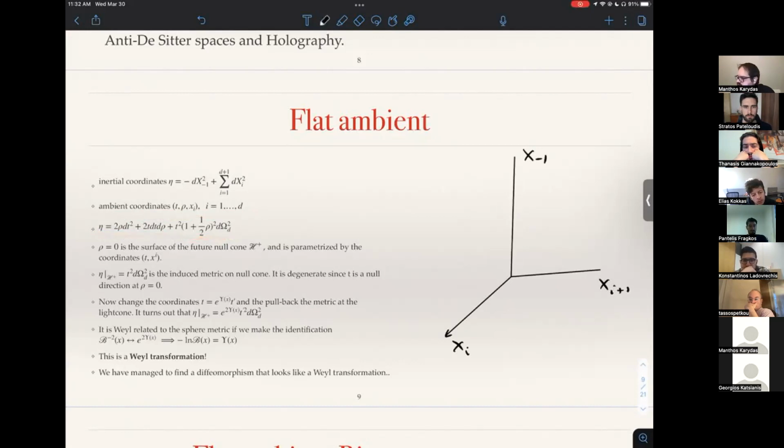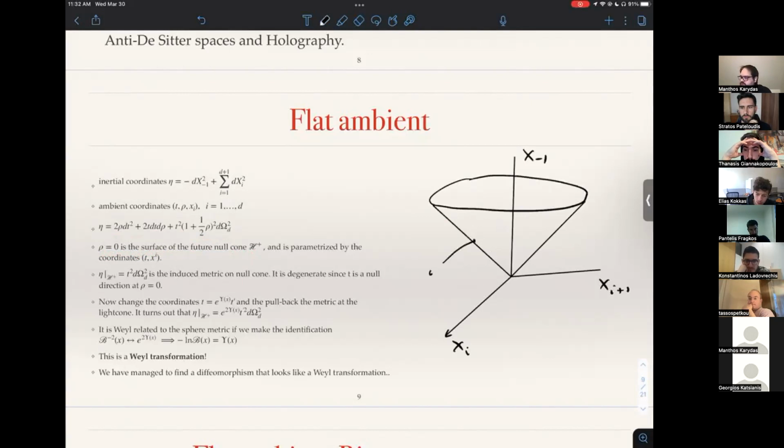What happens is that the rho equals 0 hypersurface is the null cone, the future null cone. So basically you have the cone here in the future, positive x^{-1} direction. And the surface of this cone is exactly described by rho equals 0 in the ambient coordinate system.